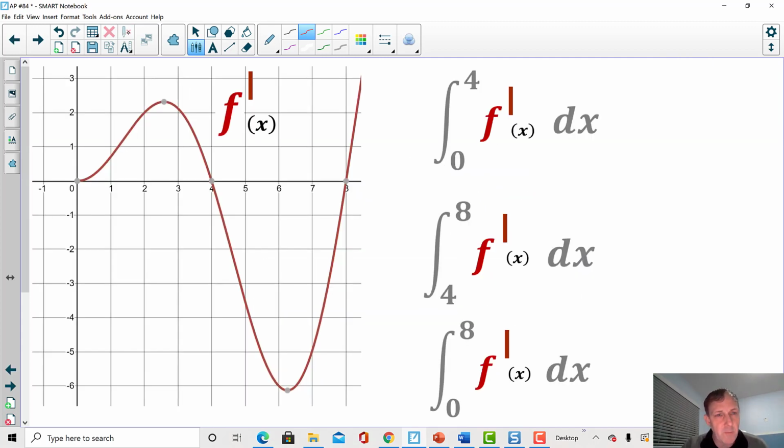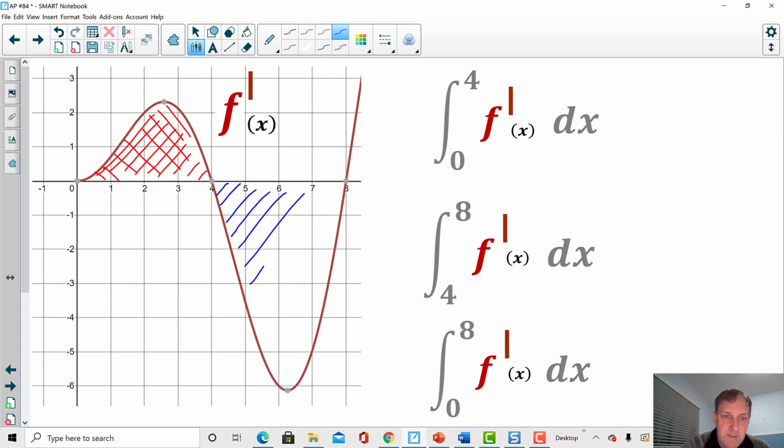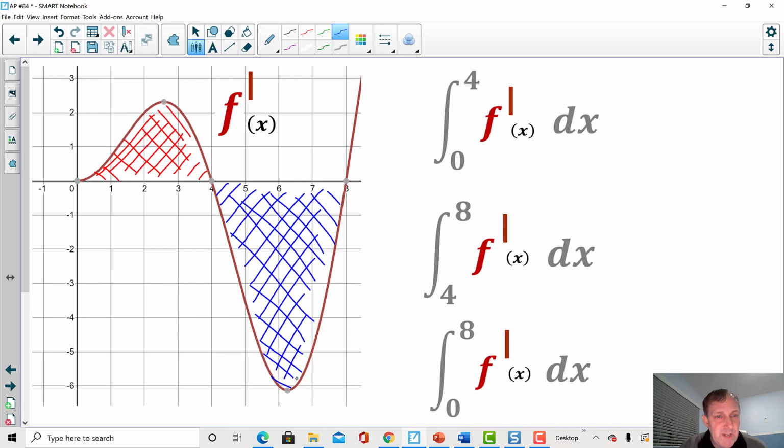Again, before we get started, I wanted to review something that we've talked about before, and that is if we had the f prime function, what does that tell you about f? Well, when f prime is above the x-axis, then that means that f is going to increase. And when f prime is below the x-axis, that means that f is decreasing on that interval. Now, how much does f increase or how much does f decrease? Well, it's just the area.